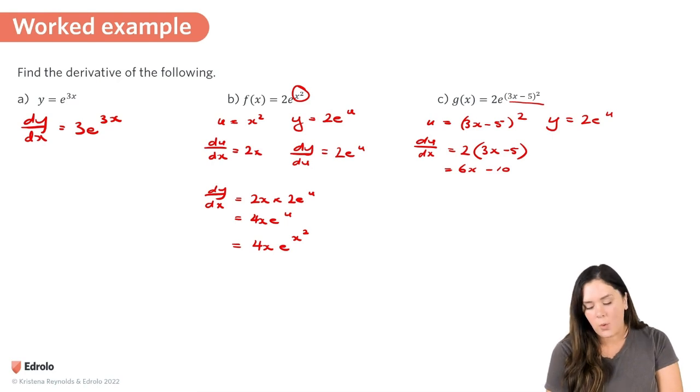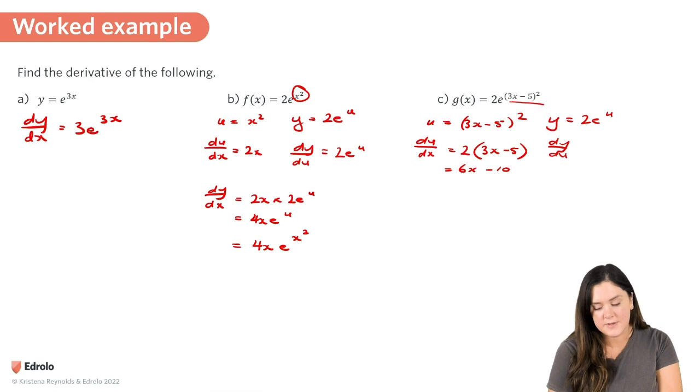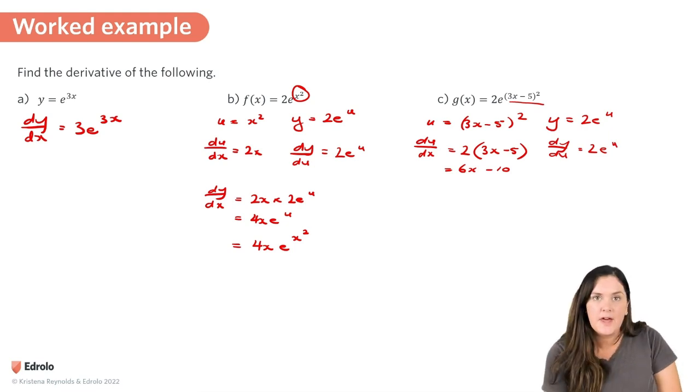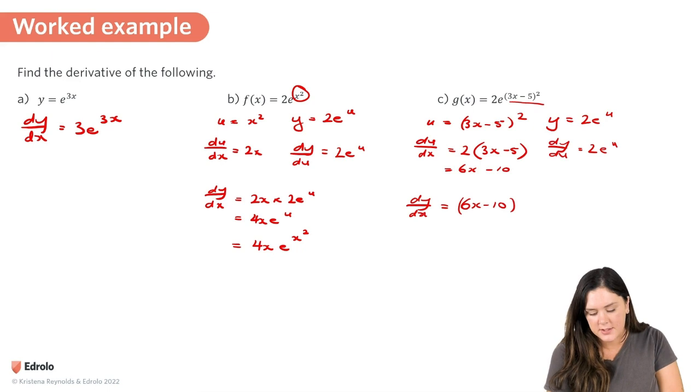And now differentiating y, so we get dy/du, again because it's in terms of u. And again, nothing changes. It is still 2e to the power of u. So putting that all together, we are going to multiply both of those derivatives. So we have dy/dx equals 6x take away 10, multiplied by 2e to the power of u.